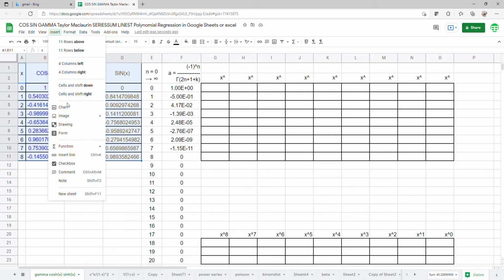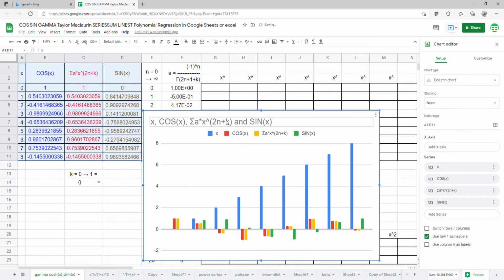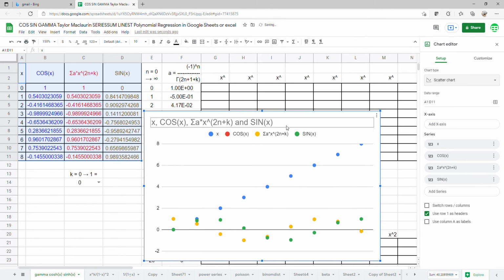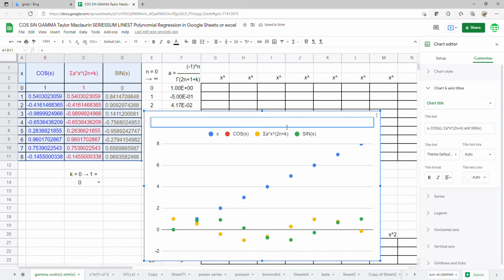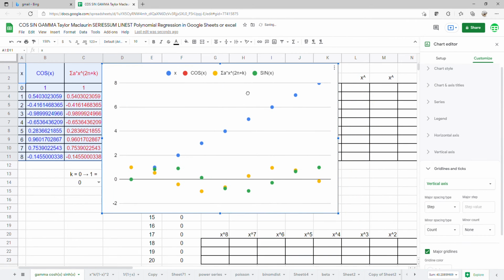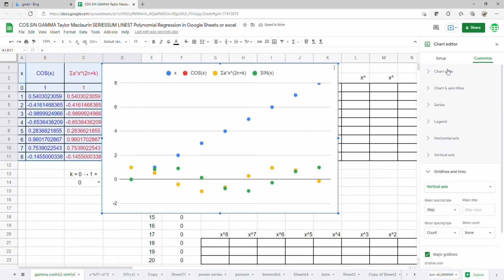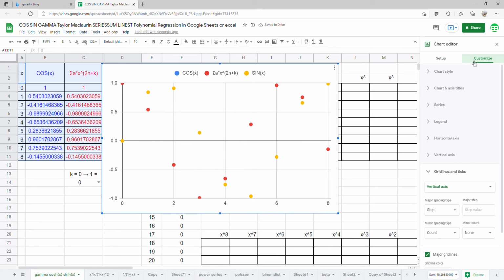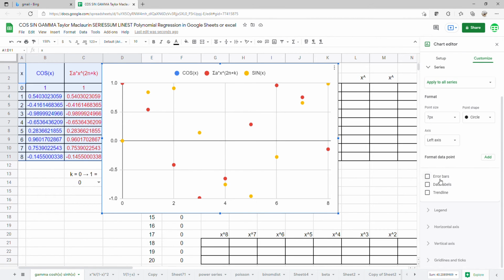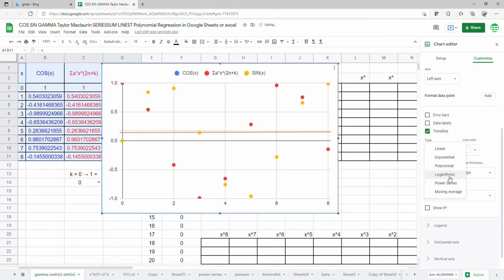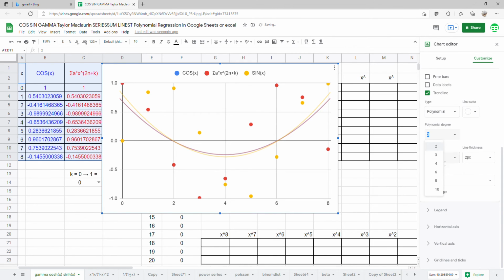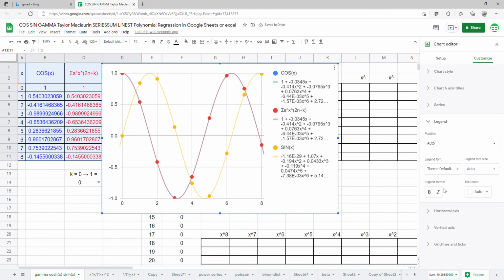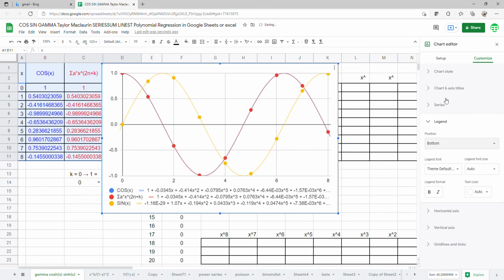And we'll chart this. Insert chart. And we use scatter chart. Remove the title because we will not need the title. And for the setup, use column as label. And for the series, show the trend line. Polynomial to the 8th degree. For the label, use the equation. For the legend, position at the bottom.